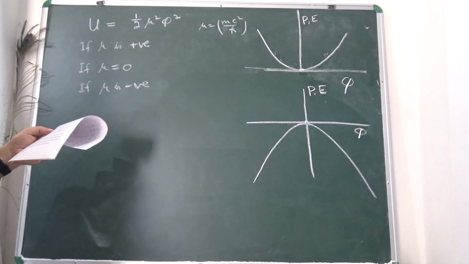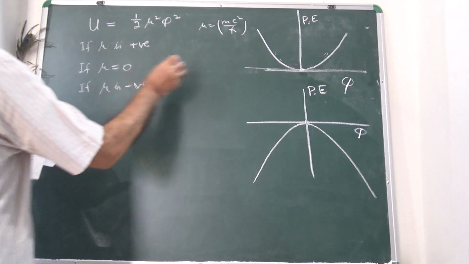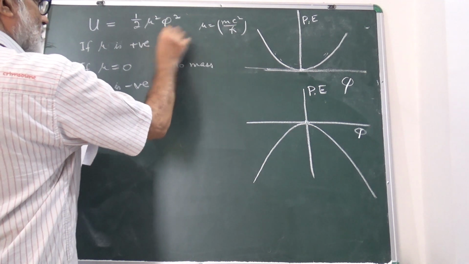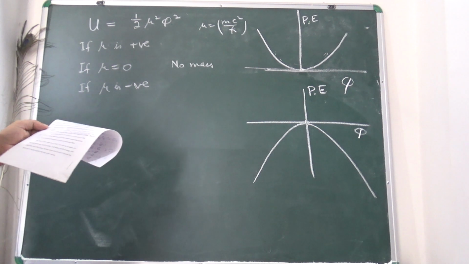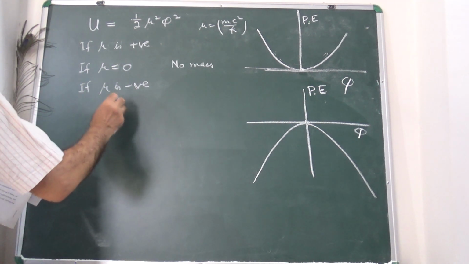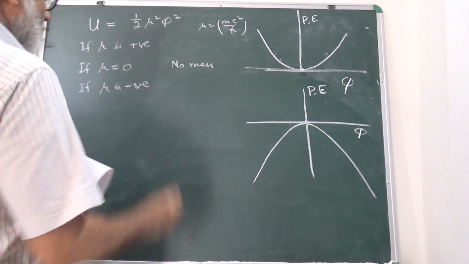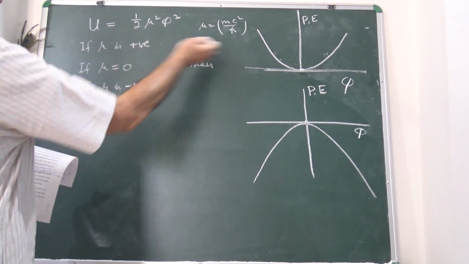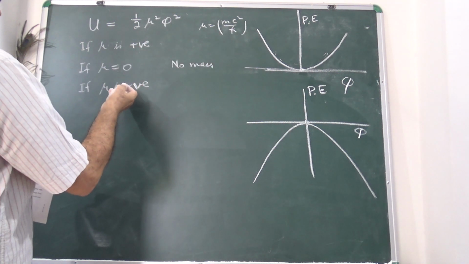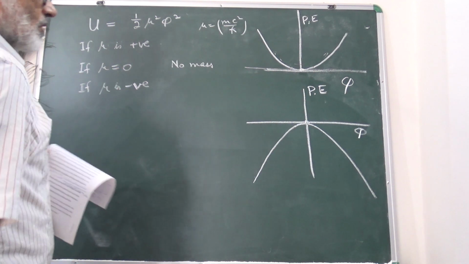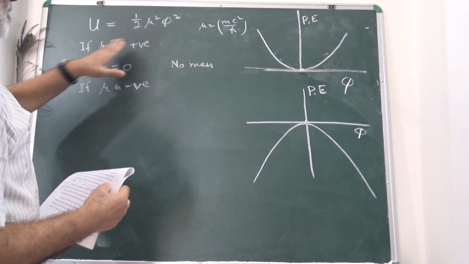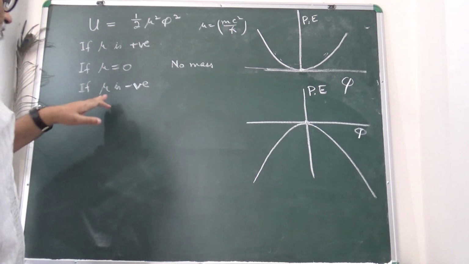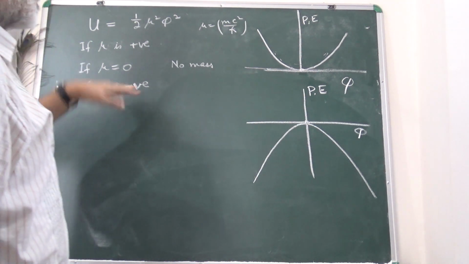So this is the no mass case, this is the positive mass case, and this is the unstable equilibrium. All these three cases may arise: mu may be positive, mu may be zero, or mu may be negative. Further we will discuss these things, even if mu is taken negative, and then we will see.